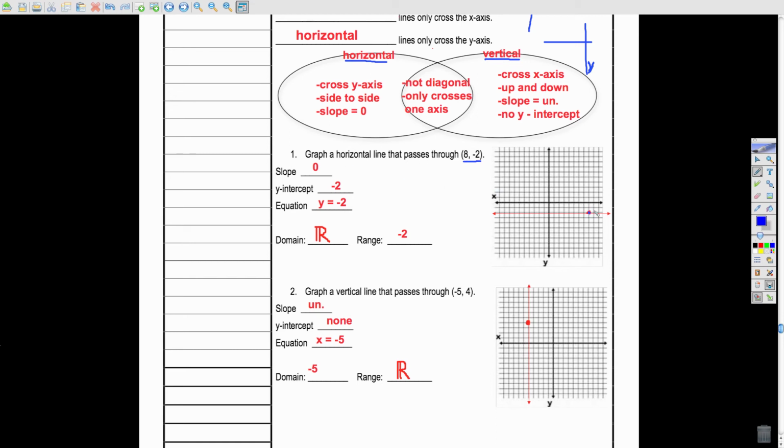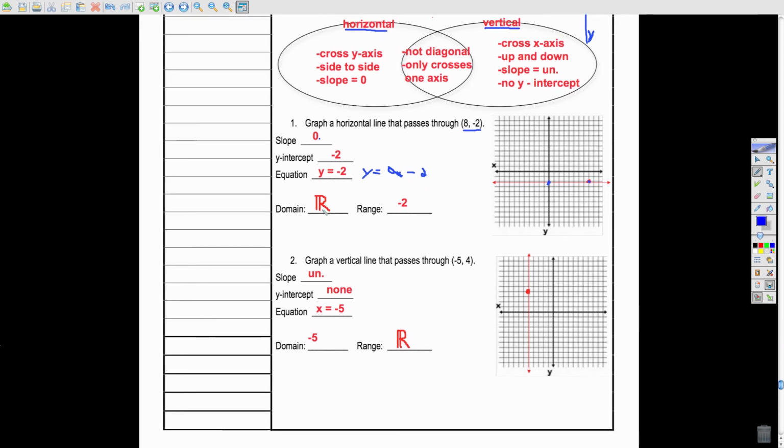It's a horizontal line, so you can draw your line going horizontally through there. It has a slope of 0. The y-intercept crosses right there, that's at -2. The equation for this line would be y equals -2. You could think about it as y equals, the slope is 0, so 0x minus 2, because it crosses at -2. 0x cancels itself out. All you have left is y equals -2.